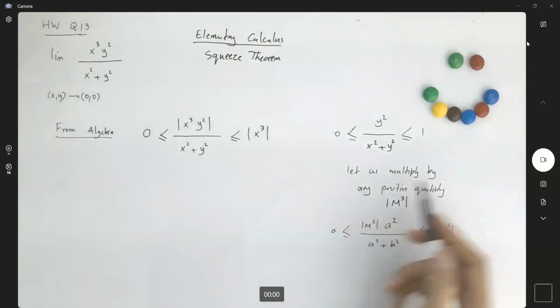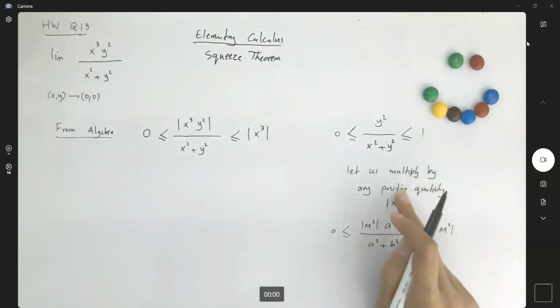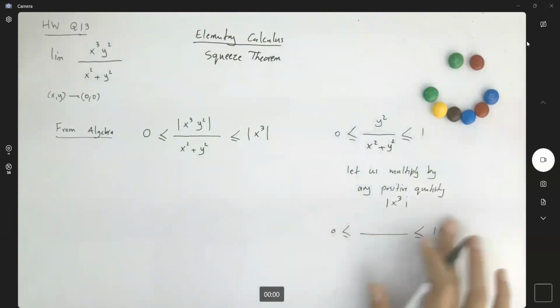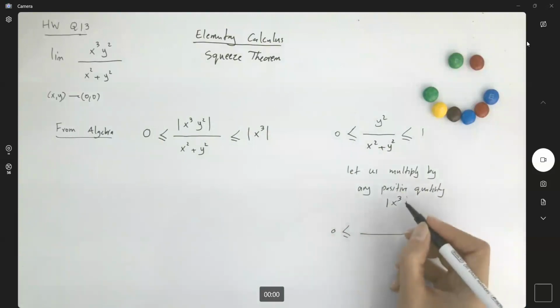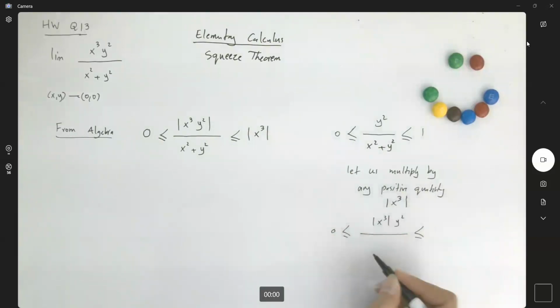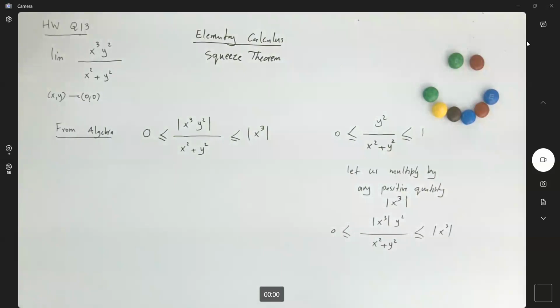And then if you multiply that by a positive quantity, like the absolute value of x cubed, then you have the following scenario. You have the absolute value of x cubed, y squared divided by x squared plus y squared, which is less than or equal to the absolute value of x cubed.